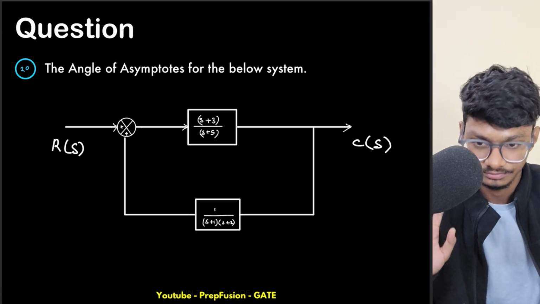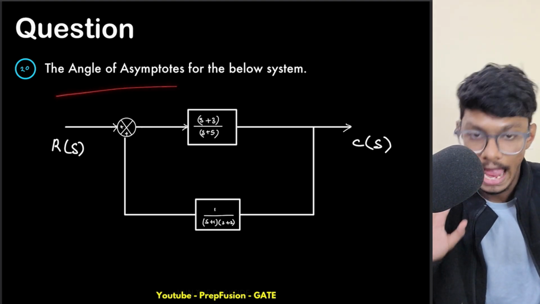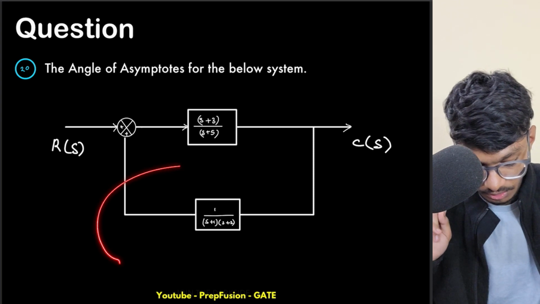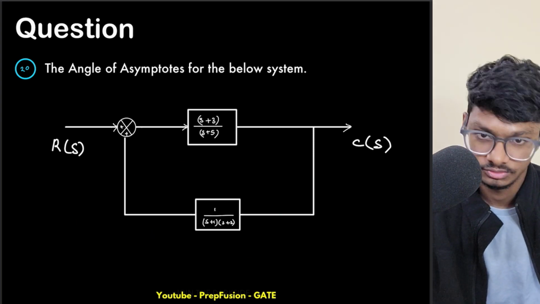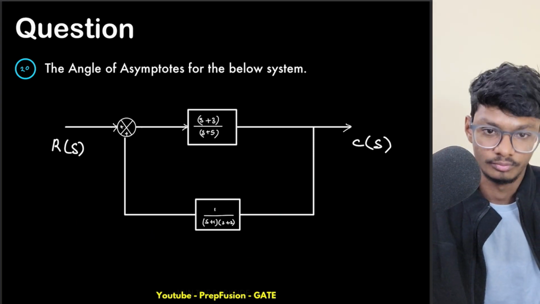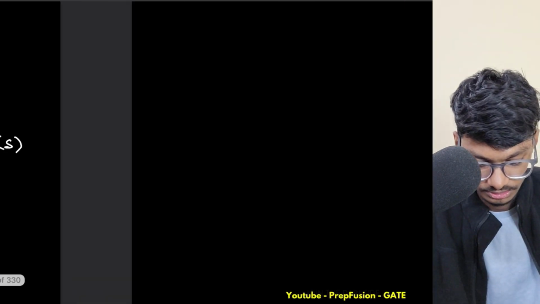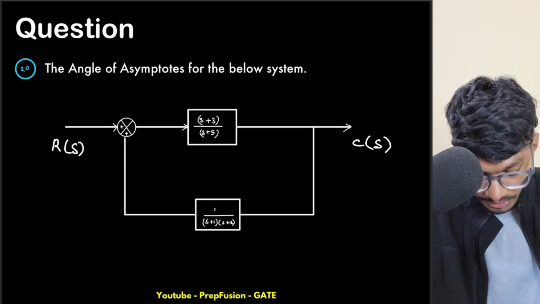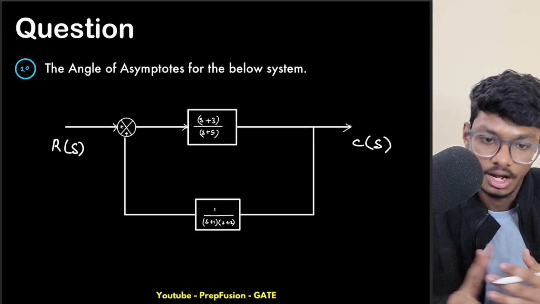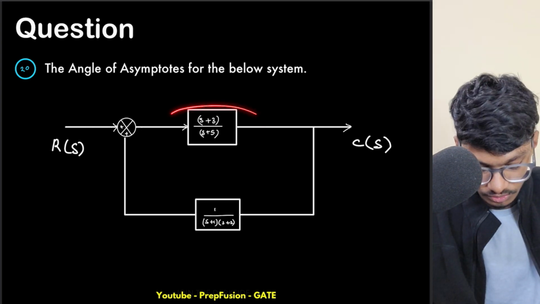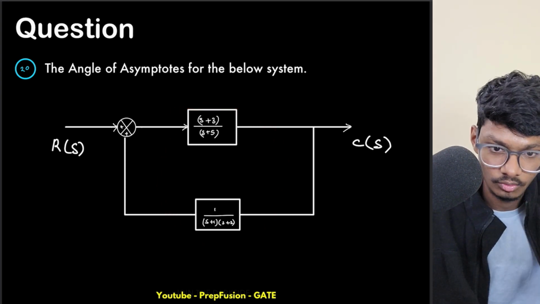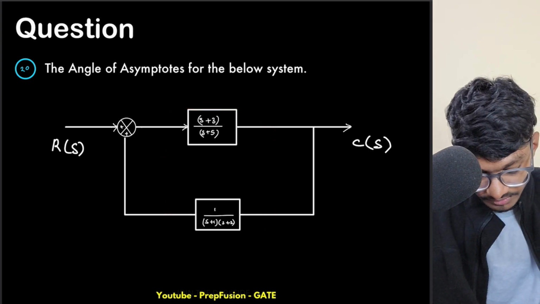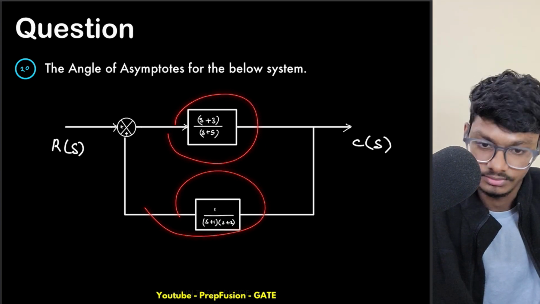So the next question is telling us we have to find the angle of asymptotes for the below system. So the angle of asymptotes we have to find, very simple, right? So basically we know, let's just find the OLTF itself, or we don't even have to find it, we just have to find how many poles and zeros we have. So here what is my OLTF? OLTF is very simple, right? OLTF is this times this.